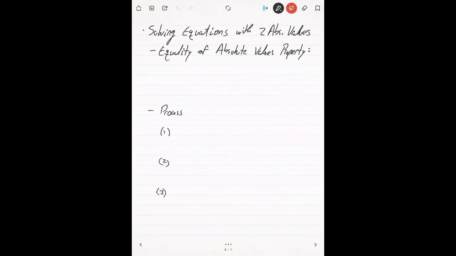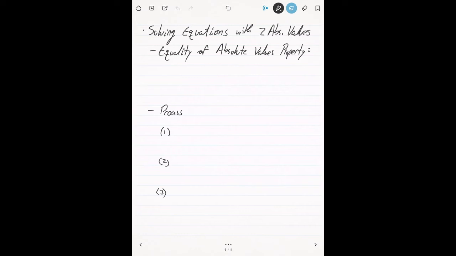What I'd like to do now is to get ahead into solving more complicated absolute value equations, by this time incorporating multiple absolute values. Let's actually have 2 in this case. There's something we need to work with first before we can actually go ahead and solve these equations. First up, what we need to know is the equality of the absolute values.